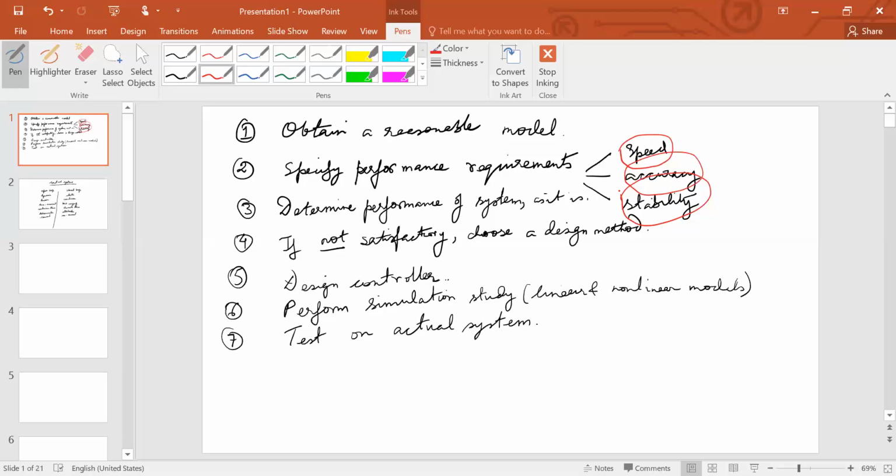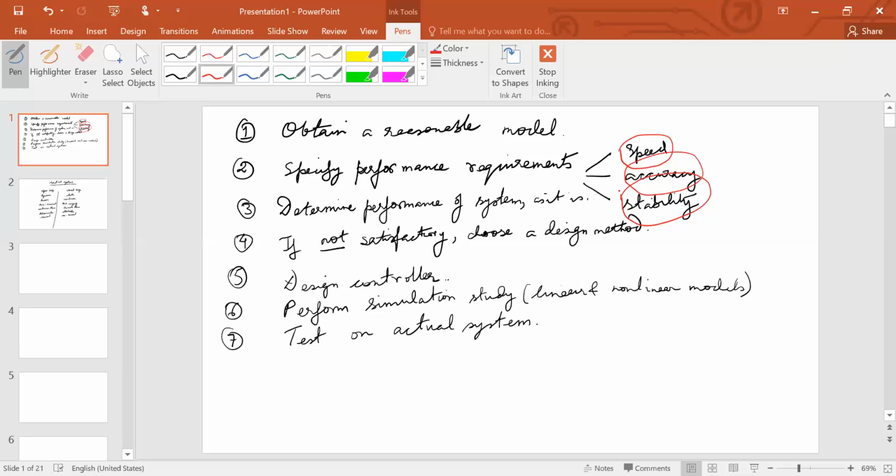So then you choose a particular design method. One of the goals of this course is to introduce you to certain design methods. There are plenty of control design methods. We shall be going through a few of them in this course. Having chosen this design method for the controller, then you just go ahead and design it. You design the controller, right? That's a mathematical design of the controller.